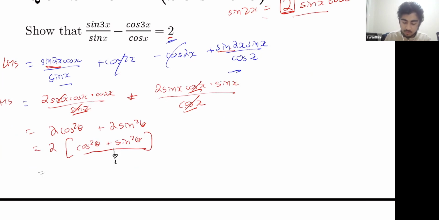So it's going to be 2 times 1, which is 2. That equals the right-hand side. Thus, proved.